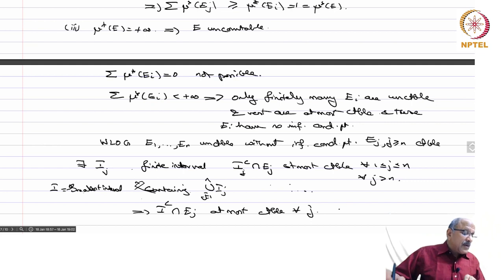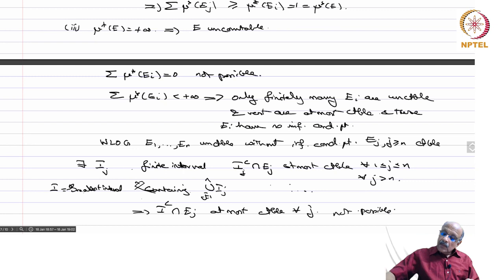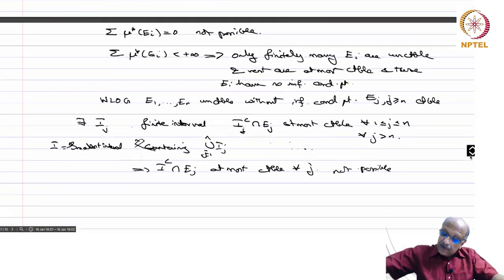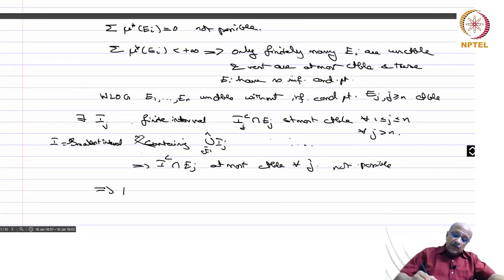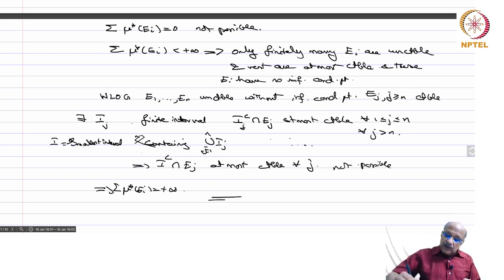Okay, and this means not possible again. Since mu star of E is plus infinity, it has an infinite condensation point, and therefore this is not possible. So this implies that mu star of E, the sum of mu star of Ei, equals plus infinity, and that proves the subadditivity. So this means that mu star is an outer measure.